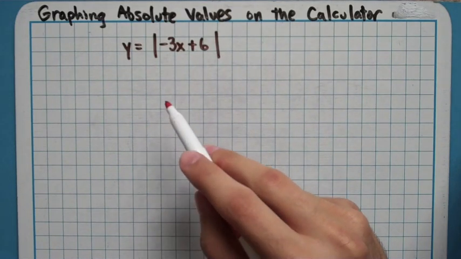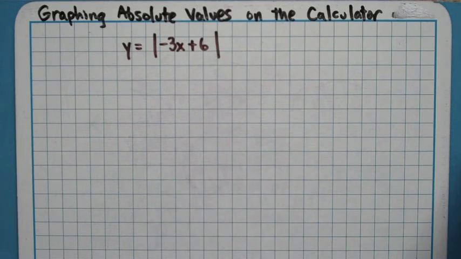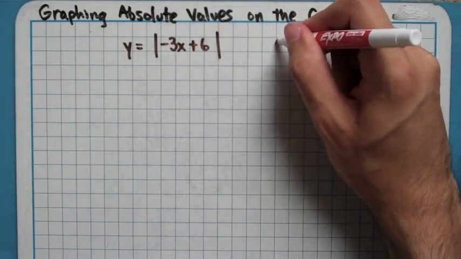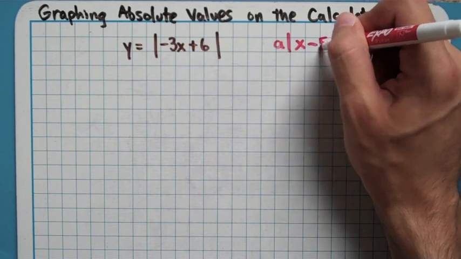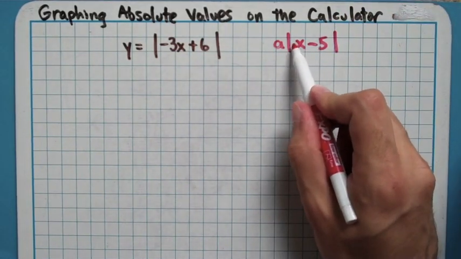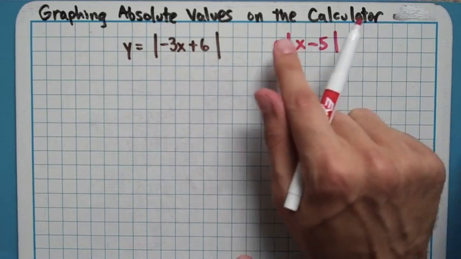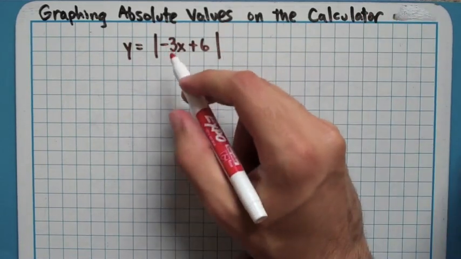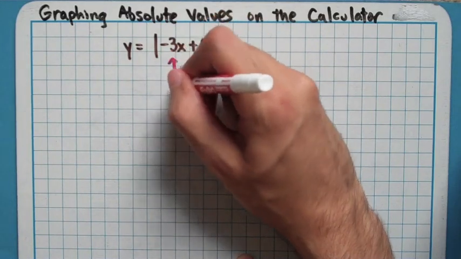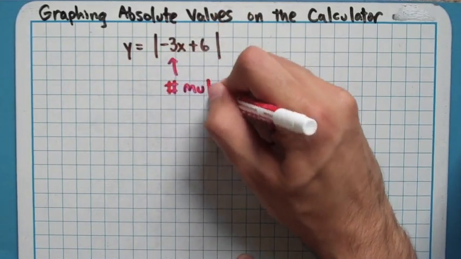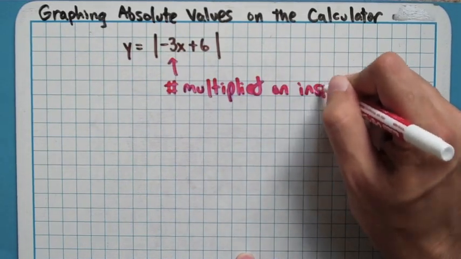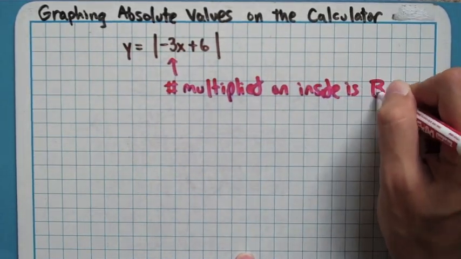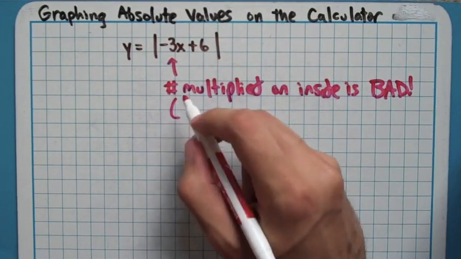This is an absolute value graph right here that would not work with our rules. The reason for that being, when we were talking about having an a, like a number being multiplied, that was always on the outside of the absolute value. So we'd see maybe something where it's just an x on the inside. The number multiplied is on the outside. In this problem, we have a number being multiplied on the inside. So number multiplied on the inside is bad. Bad in the sense that the rules don't work.